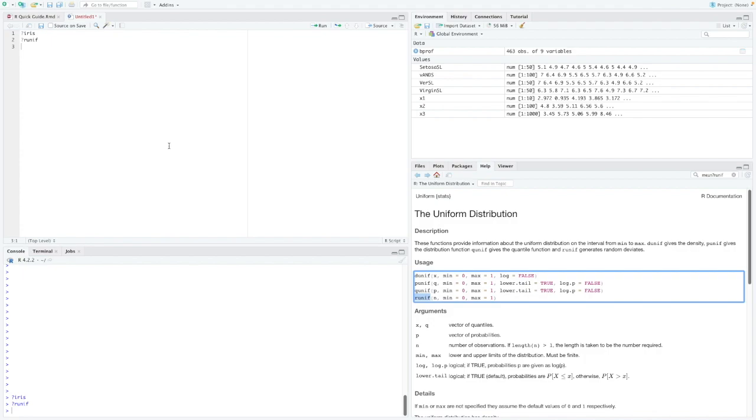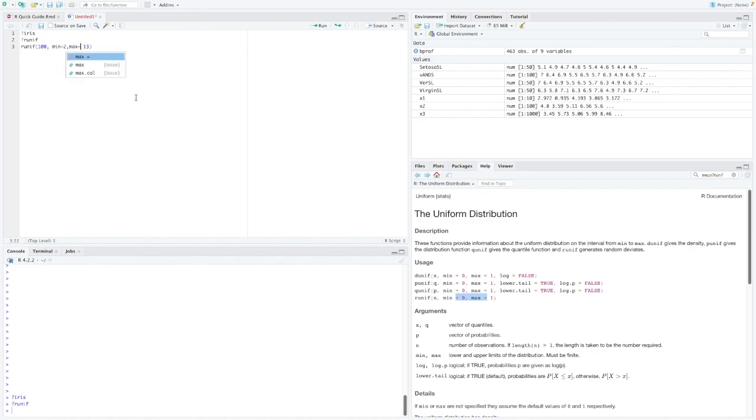So let's go ahead and do that. So I want to randomly generate some uniform data. N is going to be the number of data pieces that I want. And I define like a minimum and a maximum. So let's say I want our Unif, I want 100 pieces of data that have a minimum of 2 and a maximum of 13. Note, I could type in min equals, I could type in max equals, but I don't have to.